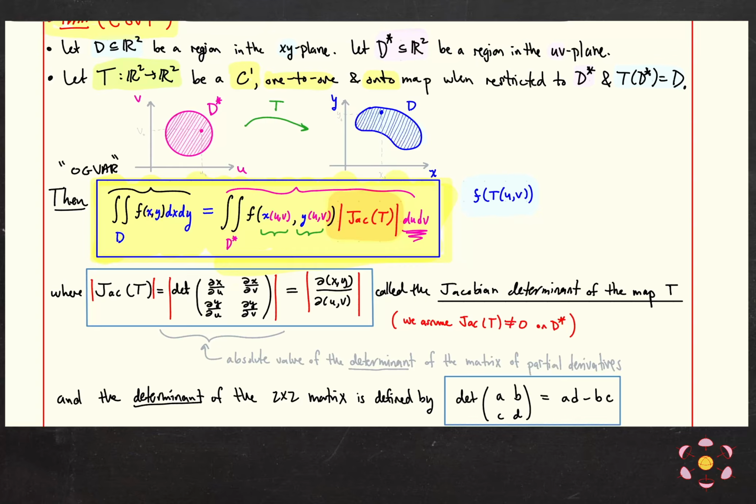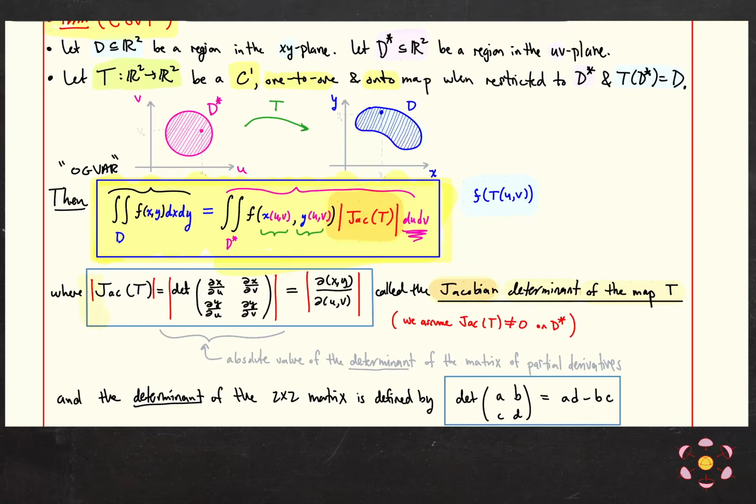which, let me highlight it a few times so it pops out, is called jac t. Okay, and then we've also got some absolute values. So this is new. What is this thing? This is called the Jacobian determinant of the map T, most often just called the Jacobian of T. And here is the definition.